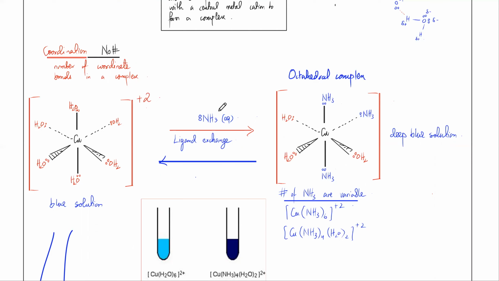If you add ammonia to it, ligands will get exchanged. Ammonia molecules are going to come in and knock out the water molecules, and they could knock out any number of water molecules. Like all 6 of the water molecules can be knocked out, and then it would be copper with 6 NH3s.